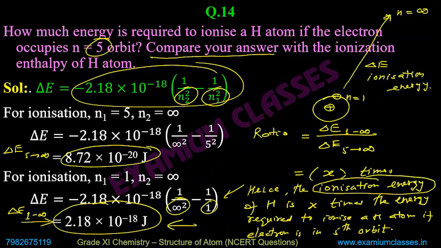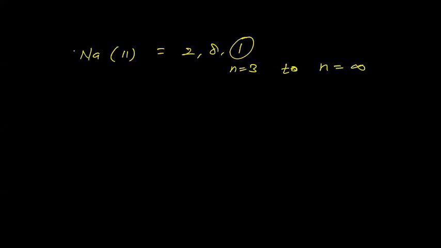Remember, if I don't mention the orbit, ionization energy always means from its ground state. If nothing is mentioned, ionization enthalpy or ionization energy is always from the ground state. What do I mean by that? For hydrogen, it will be 1. If I say ionization enthalpy for sodium, sodium 11 will be 2, 8, 1. It means n equals 3 is the ground state. The valence electron is in the third orbit as per Bohr's model. So here n equals 3 to n equals infinity will be the ionization enthalpy if nothing is mentioned.